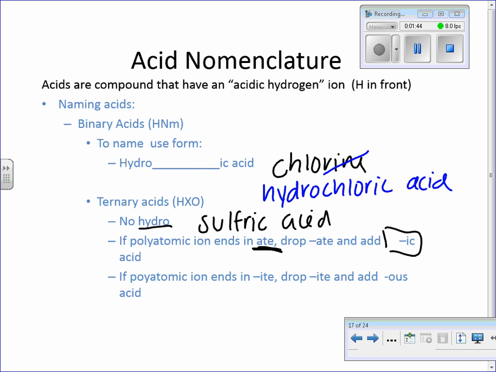And then if it ends in an ite, we're changing that to an ous. So if we have sulfuric acid for sulfate, for sulfite we have sulfurous acid.